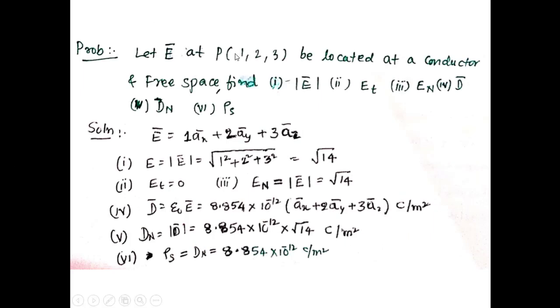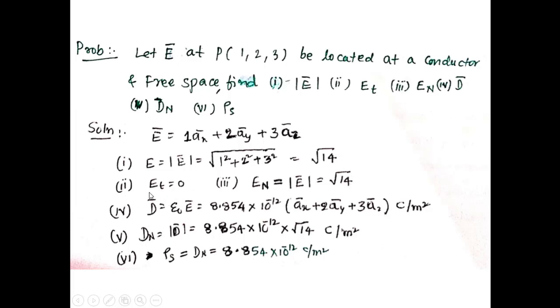Now we will solve some problems on the boundary condition. Let E bar be given at a point (1, 2, 3), located at a boundary between a conductor and free space. We need to find E bar, Et, En, D bar, the normal component Dn, and the surface charge. Here E bar can be written as 1ax bar plus 2ay bar plus 3az bar. Its magnitude is the square root of 1 squared plus 2 squared plus 3 squared, which is the square root of 14. Since the boundary is between a conductor and a dielectric, the tangential component is 0. The normal component En is the square root of 14.